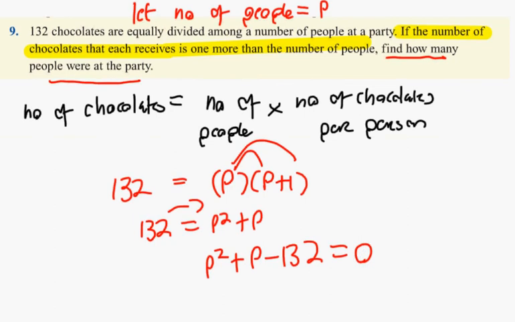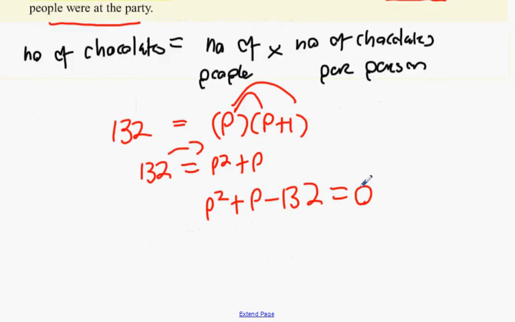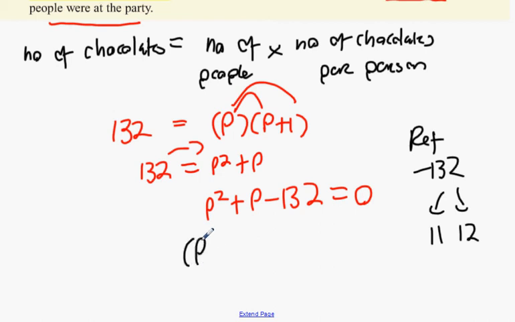Now, reference number. It's minus 132. 2 numbers. 11 and 12. So, P, it's plus 1 in the middle, so what does that mean? Plus 11 or plus 12? Plus 12 minus 11. Good man.